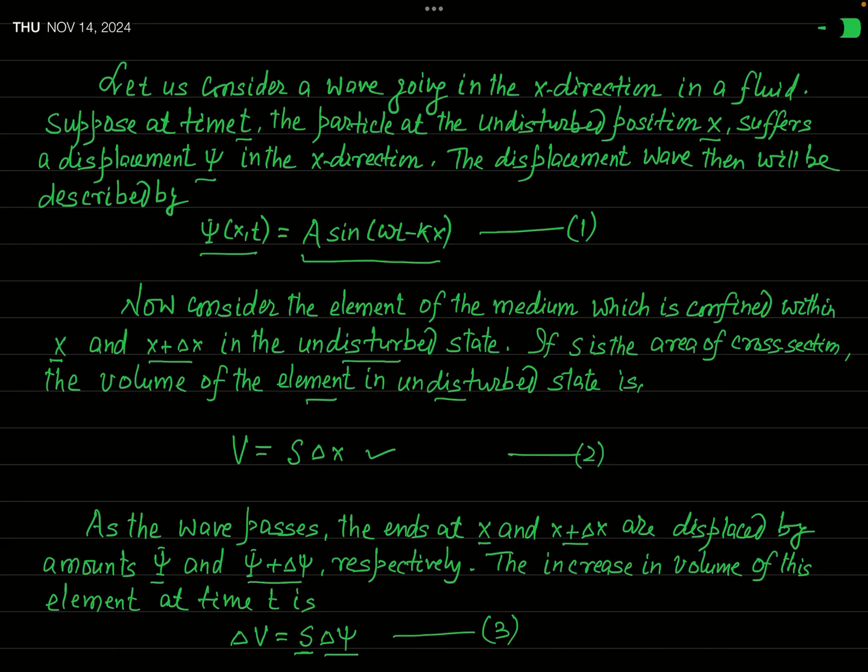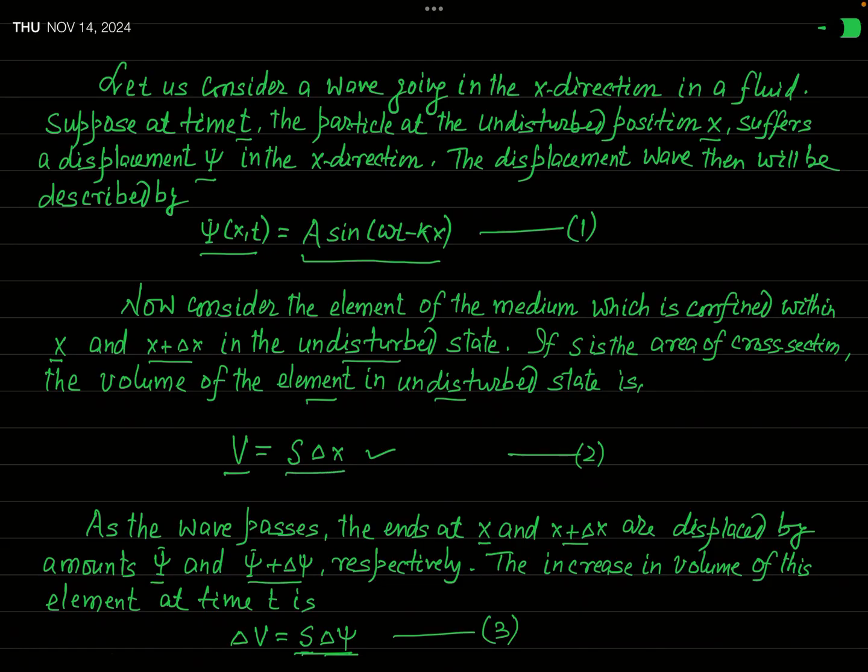But here I am following a very simple technique. So the change in volume, or increment of volume, of the element is S times delta psi. And in this equation 2, you have defined the original volume, that is the volume of the element in the undisturbed state when no wave was passed through it. That was S times delta x.